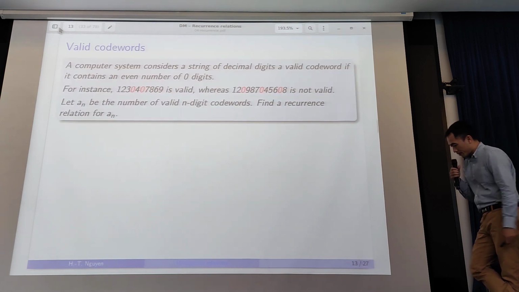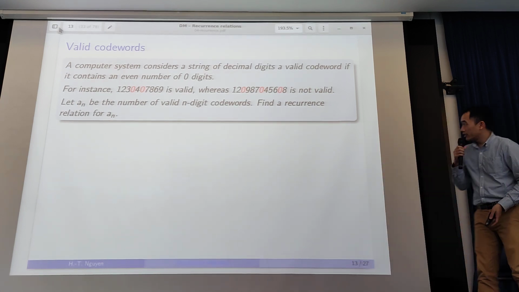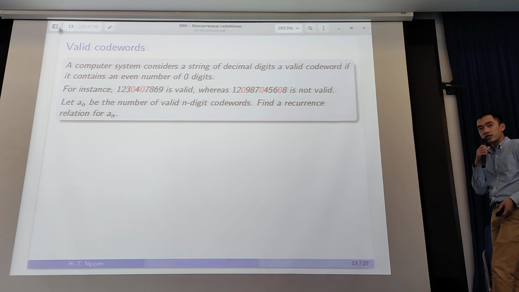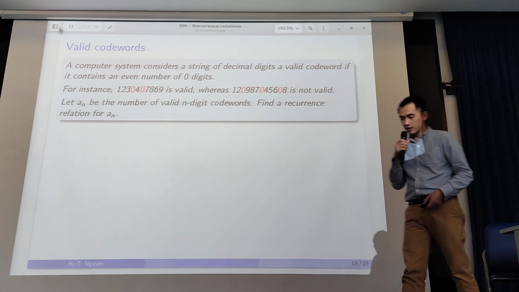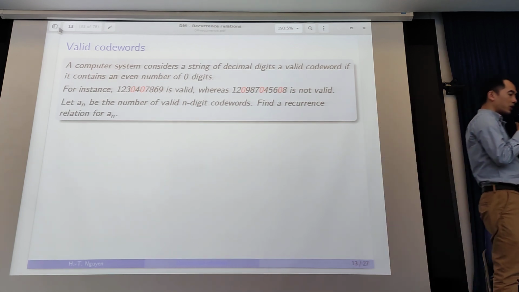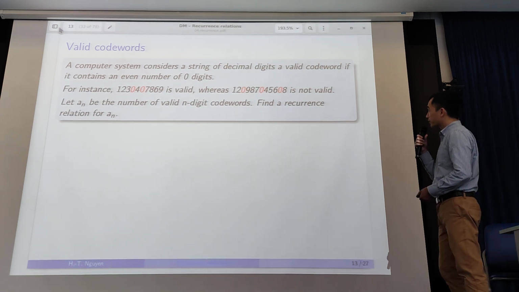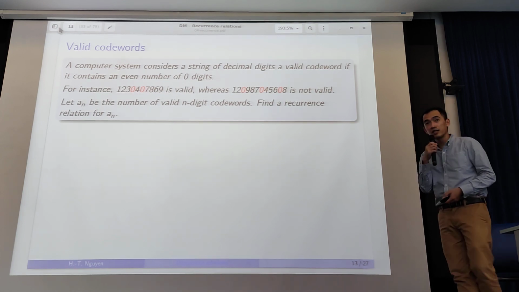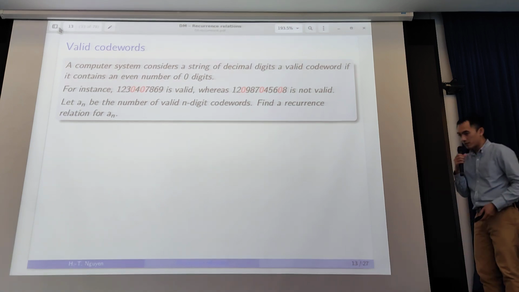The next example is about a code. Okay, so in the language of computers, a code is simply a set of words that you use for a certain purpose. So suppose that you use a set of code words, and in order to check if a code word is valid, you only count the number of zeros in the code word. Okay, so this is similar to the notion of checksum.